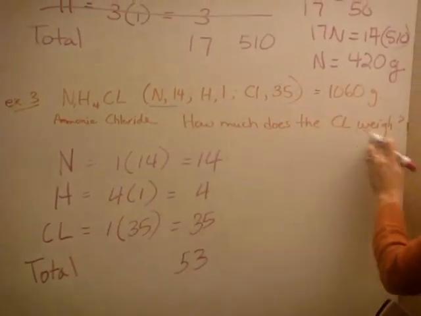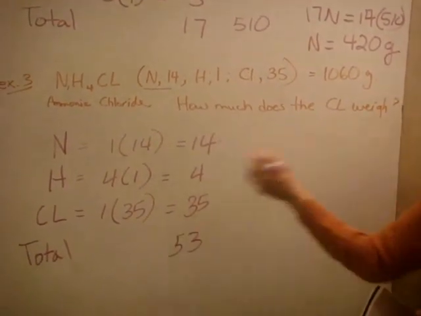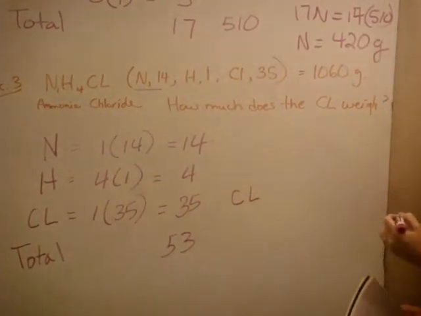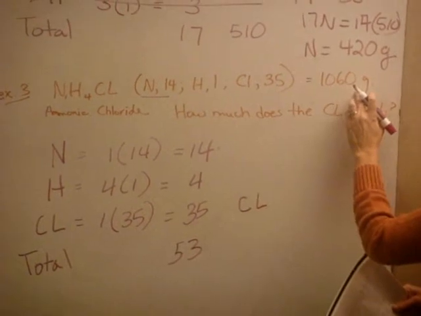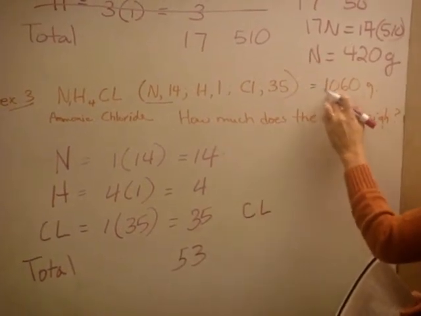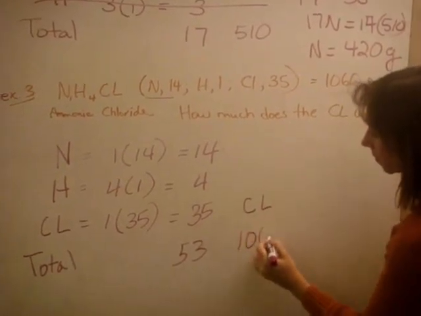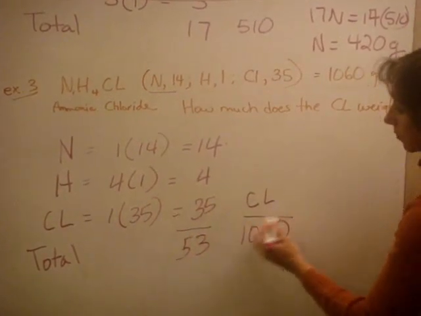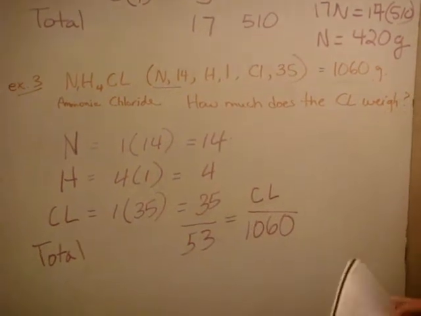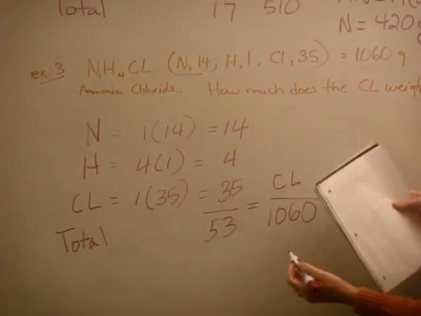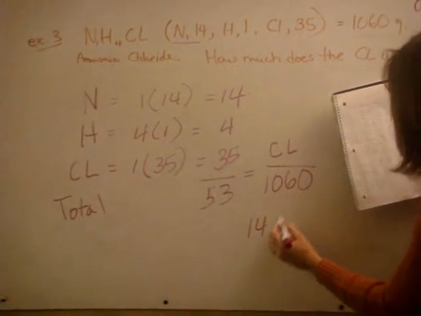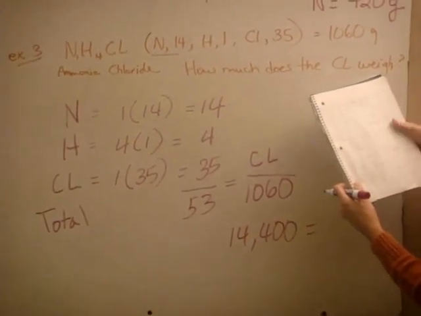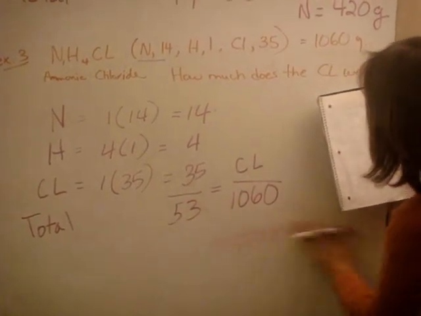They want to know how much the chloride weighs. So we don't care about nitrogen or hydrogen, we just want to know how much chloride. And they tell us the total of the molecule would weigh 1,060 grams. So there we go, we have our ratio again. Look, we can just put our lines here if you want, make it easier. Cross multiply and solve for Cl. So we get 14,400 equals, whoops, wrong problem. Copying the wrong one down.